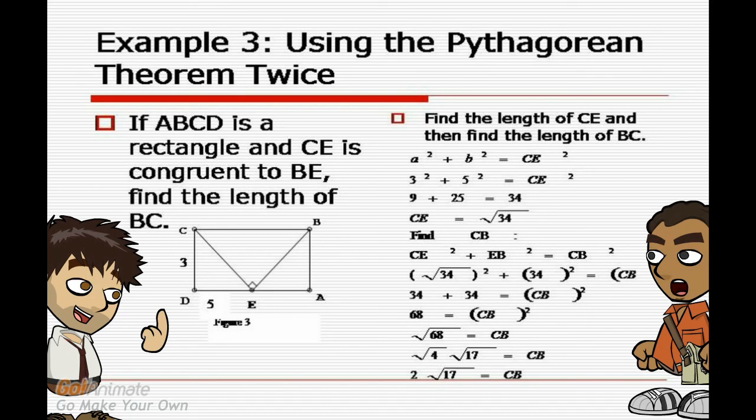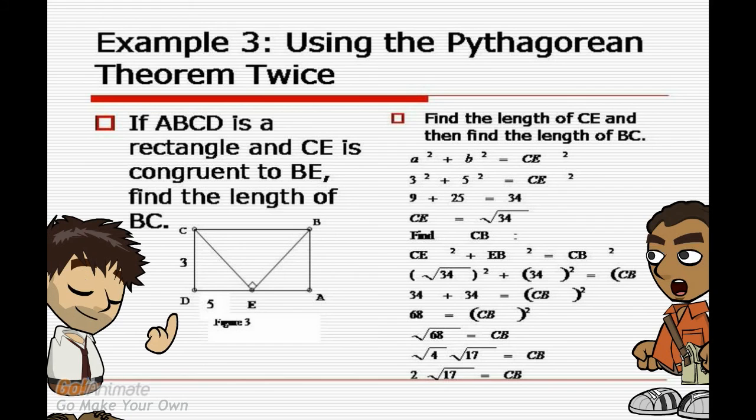Substituting into the Pythagorean theorem gives the square root of 34 squared plus the square root of 34 squared equals 68, which is c squared. Taking the square root of 68 gives us 2 times the square root of 17. The square root of 68 reduces to 2 times the square root of 17. Thank you, Eric. Charlie, it's your turn again.